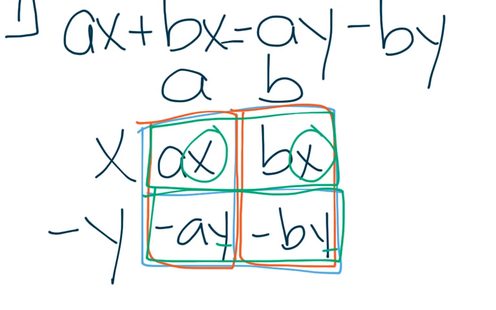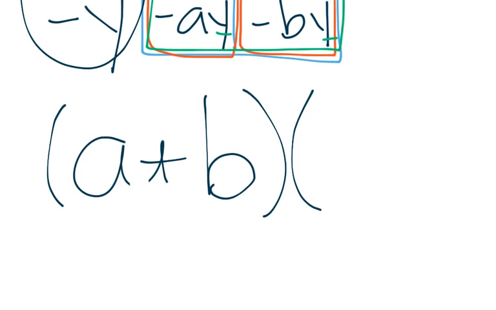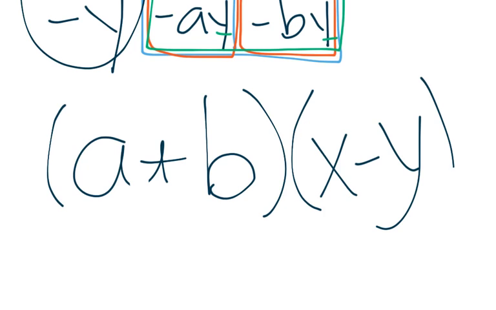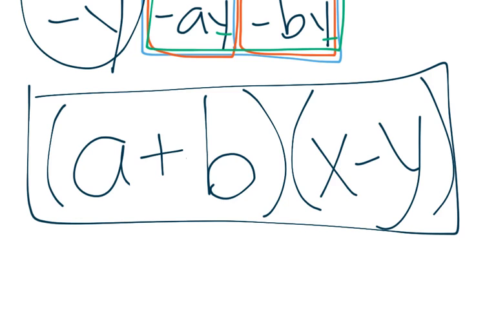So these are going to be our two factors, a plus b and x minus y. So we can write it down, in parentheses form, a plus b times x minus y. And this is our final answer. This is a funky plus sign. I'm going to fix that. There we go. Final answer.